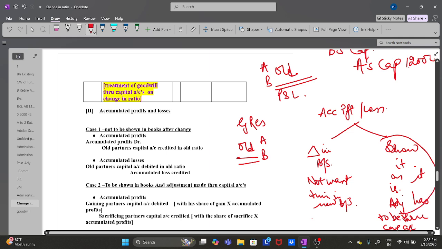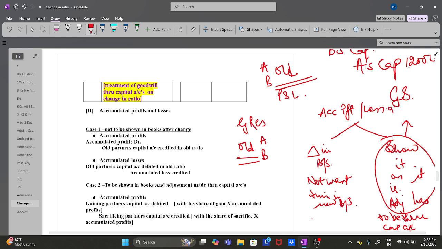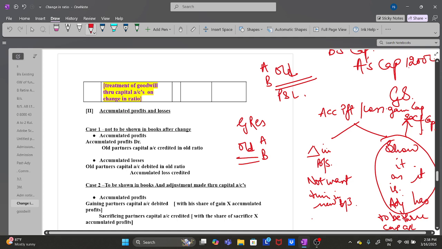But when you have to show it through capital or current account, again the GS rule applies. Gaining partner gets debited, sacrificing partner's capital account gets credited, or current account if the capitals are fixed. With what? With the amount of profit. Say 60,000 is the reserve, and say B is gaining 1 by 5, then 60,000 into 1 by 5 will be done. So we divide the reserve in the ratio of gain or sacrifice. Gaining partner is debited, sacrificing is credited. But this happens when we have profit.